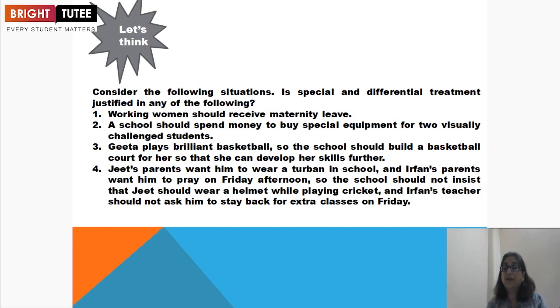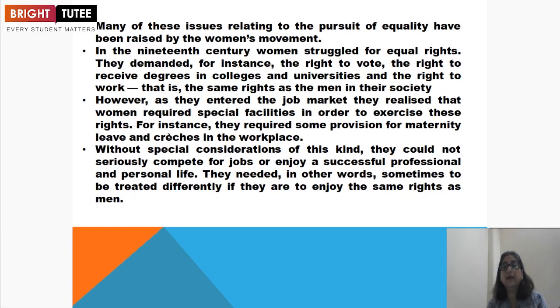Is special and differential treatment justified in any of the following? Working women should receive maternity leave. A school should spend money to buy special equipment for two visually challenged students. Geeta plays brilliant basketball, so the school should build a basketball court for her so that she can develop her skills further. Or, Ajit's parents want him to wear a turban in school, and Irfan's parents want him to pray on Friday afternoon. So the school should not insist Ajit wear a helmet while playing cricket, and Irfan's teacher should not ask him to stay back for extra classes on Friday.